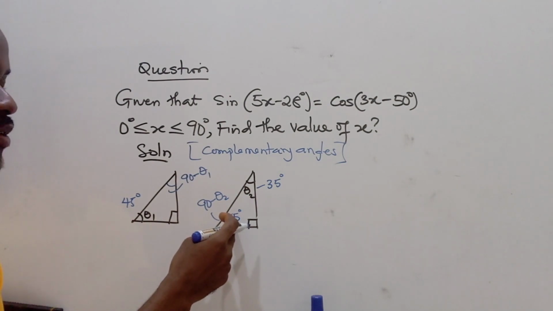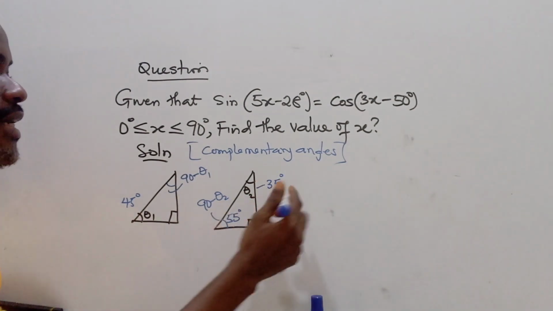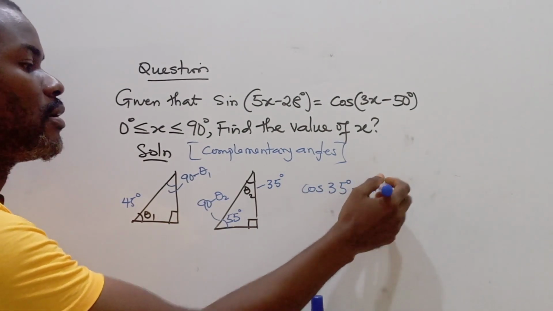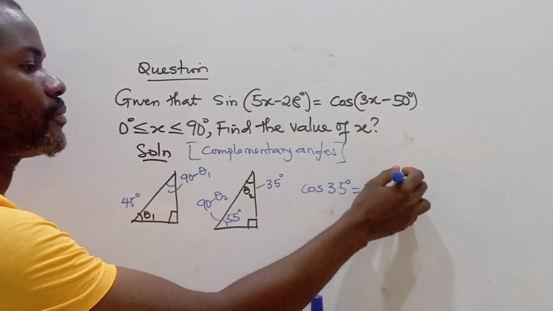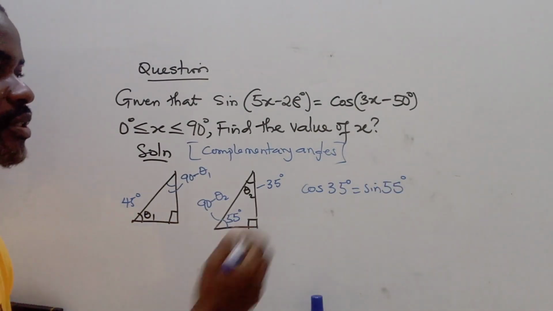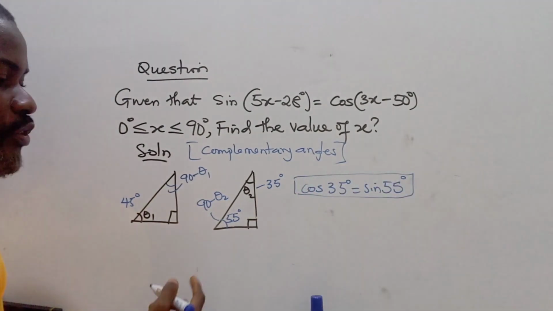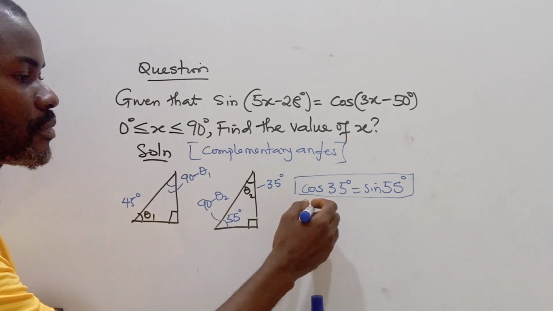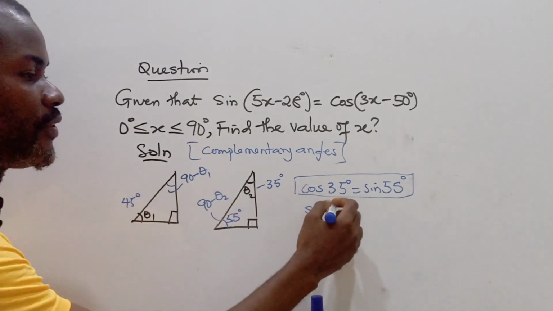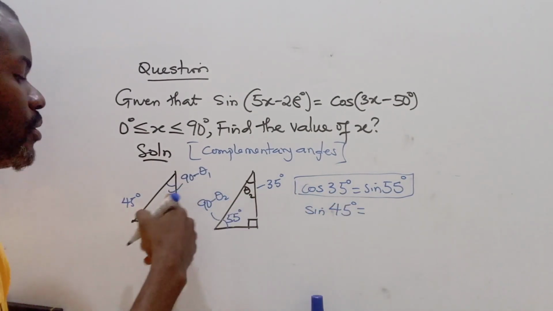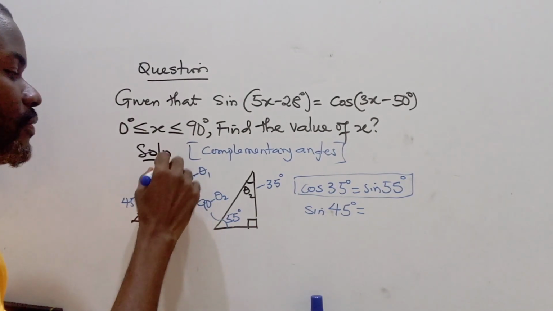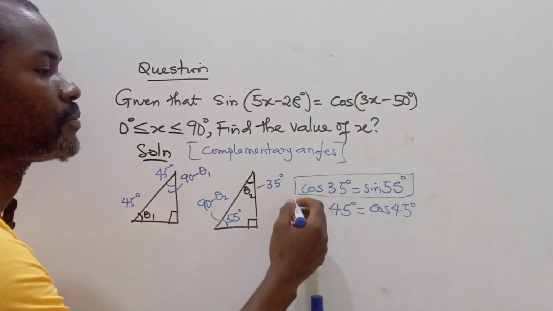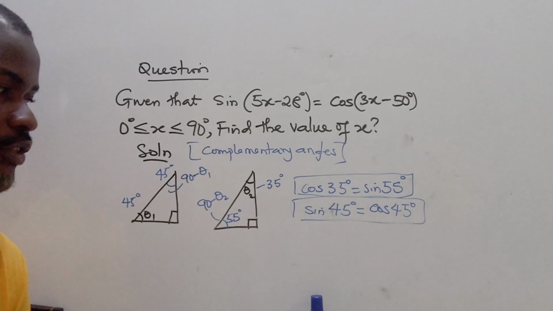With this, we can say, for instance, cos 35 degrees is equal to sine 55 degrees. You can check it with your calculator. This is the idea of their being complementary. Or if I use sine here, 45 degrees, remember I got this as also 45 because 90 minus theta is 45, so it's also cos 45 degrees. So this is the idea of complementary angles.